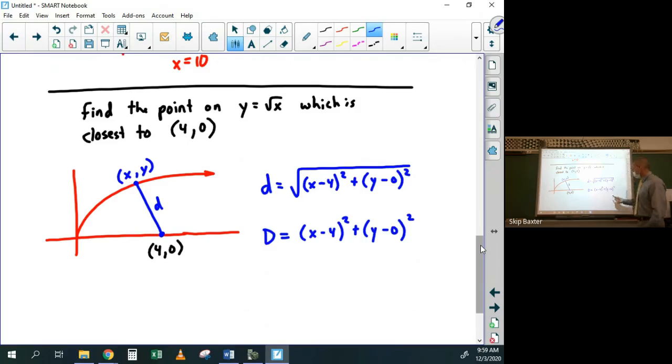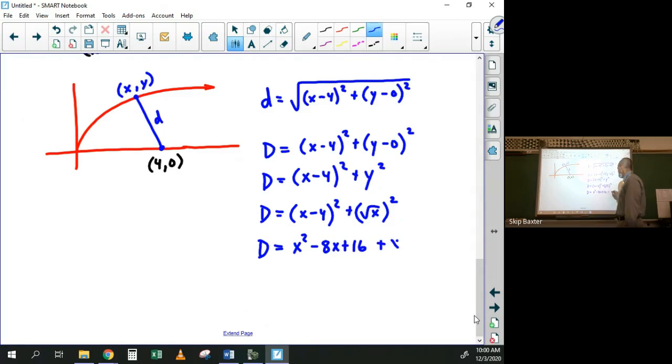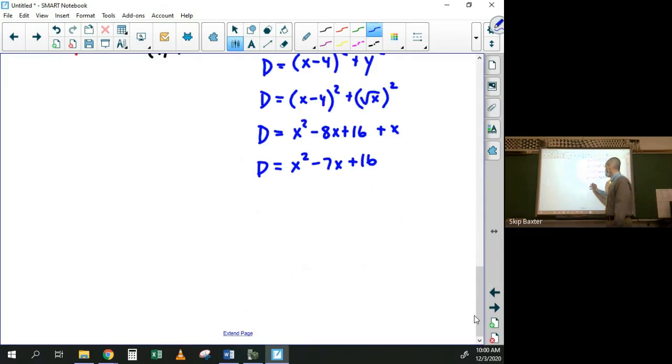Okay, so what do I do next? I can get rid of the parentheses over here. So this is (x minus 4) squared plus y squared. Y is just radical x. So this is (x minus 4) squared plus (radical x) squared. I'm going to boil this out: x squared minus 8x plus 16 plus x, so x squared minus 7x plus 16. Now I can just differentiate.